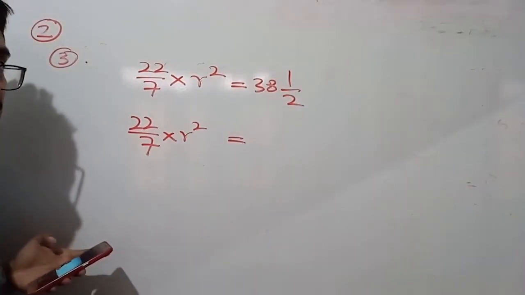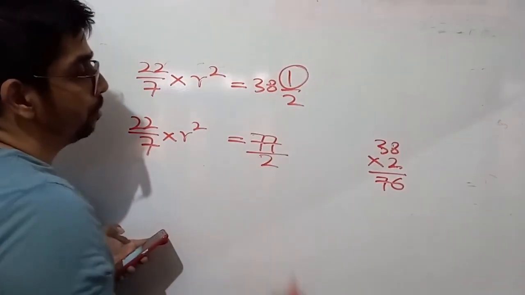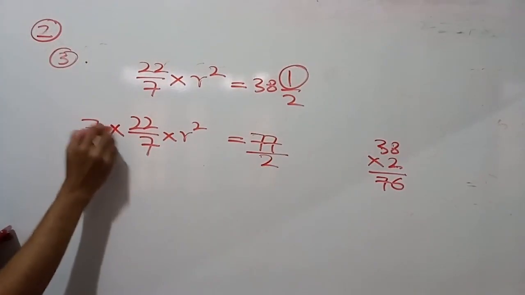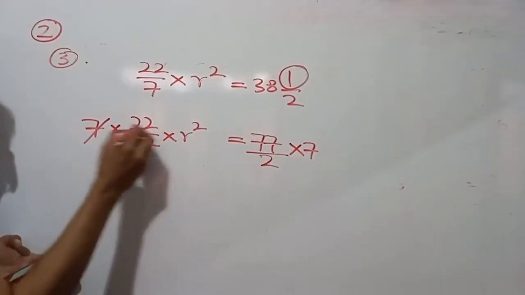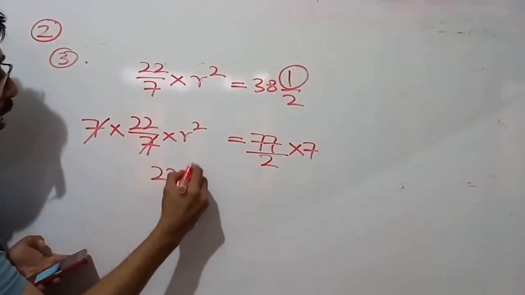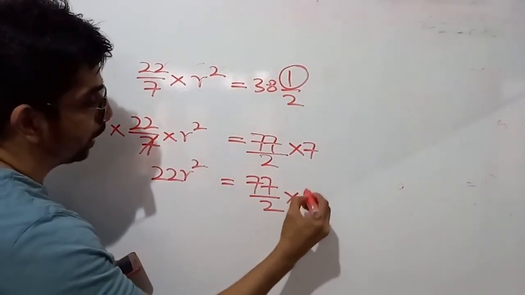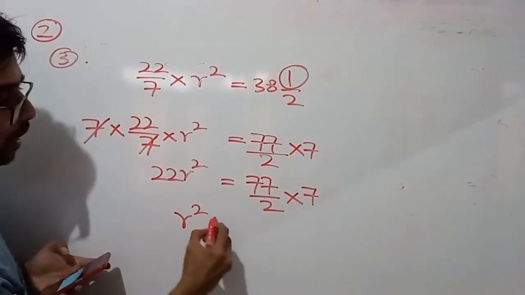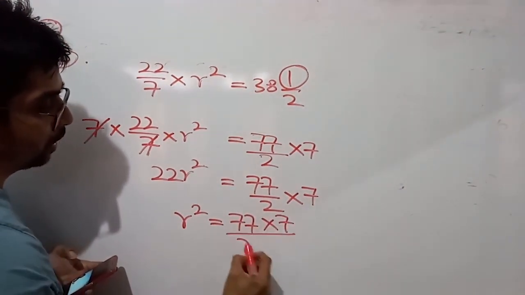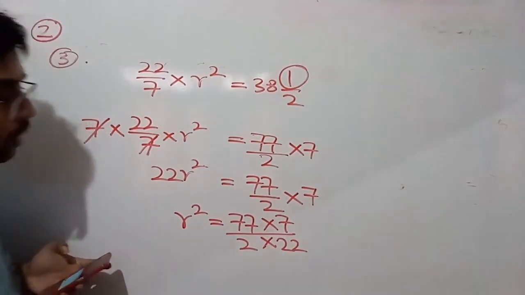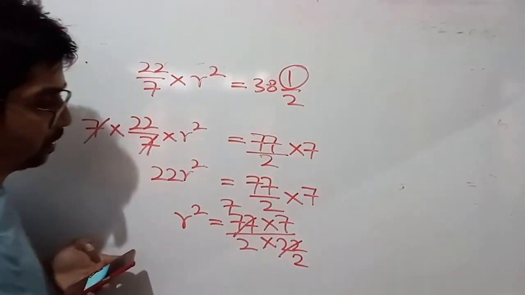So we will convert it into what? Improper fraction. 77 by 2. So here I will multiply this side by 7. So I have to do the same thing to the other side. So I can cancel out the 7. So 22 r squared is equal to 77 by 2 times 7. Now r squared is equal to what? 77 times 7 divided by 2, multiply that by 22. Right? So 11 times 2, 11 times 7.